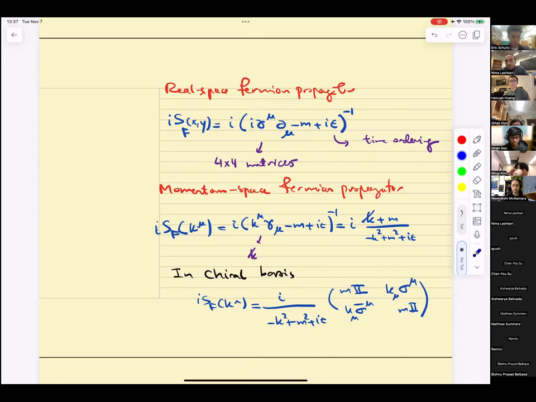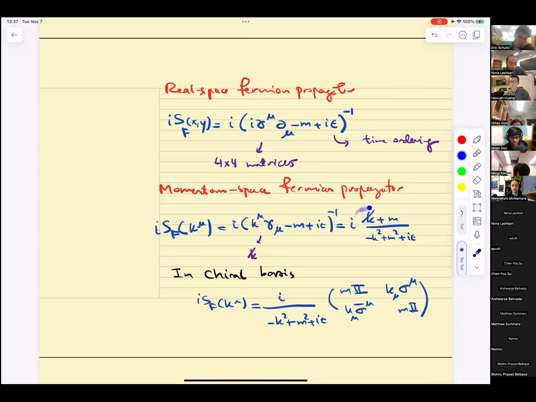In momentum space, the propagator becomes algebraic. So the momentum space fermion propagator, iS_F(k), after Fourier transform, is just the inverse: 1 over k mu gamma mu minus m plus i epsilon. Again, these are matrices, and we usually use the slash notation, k slash. We saw that if you take this and multiply it with the same thing with the plus sign, you get the Klein-Gordon equation.